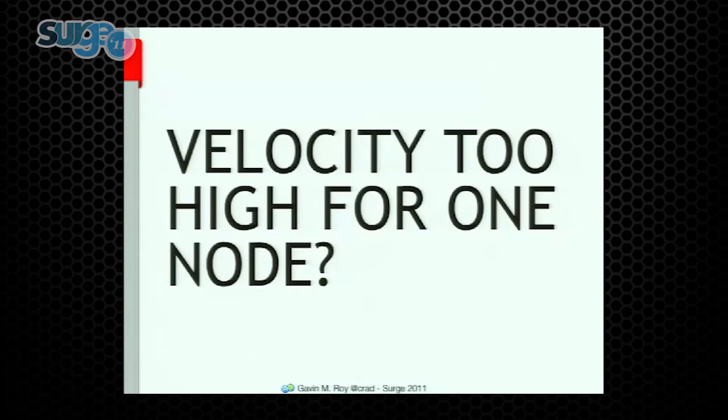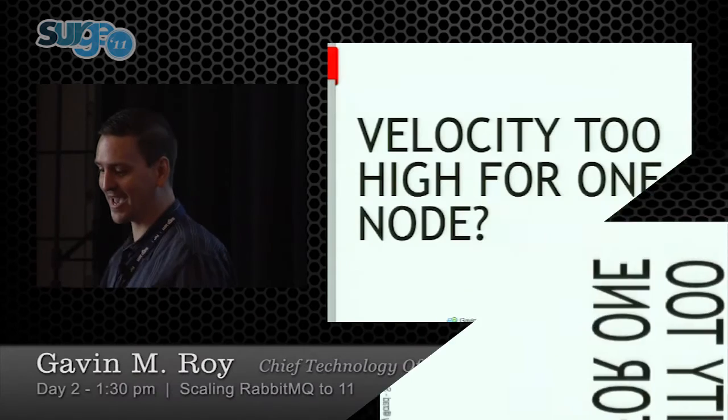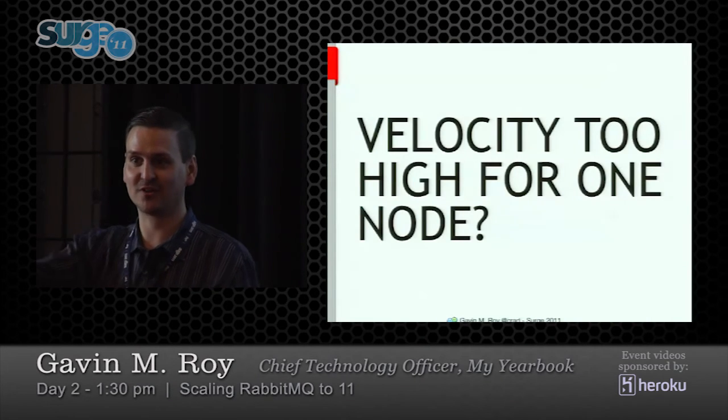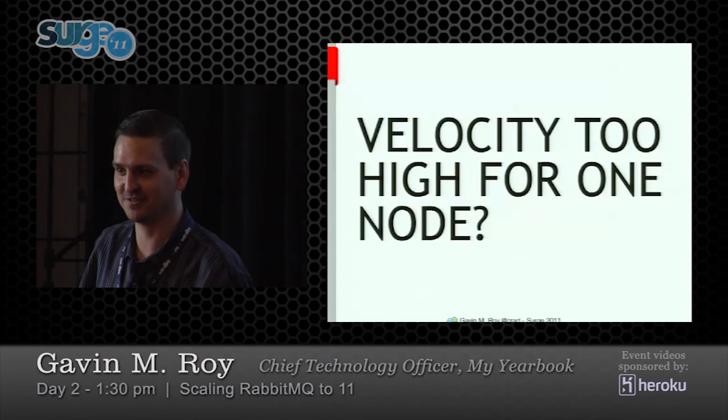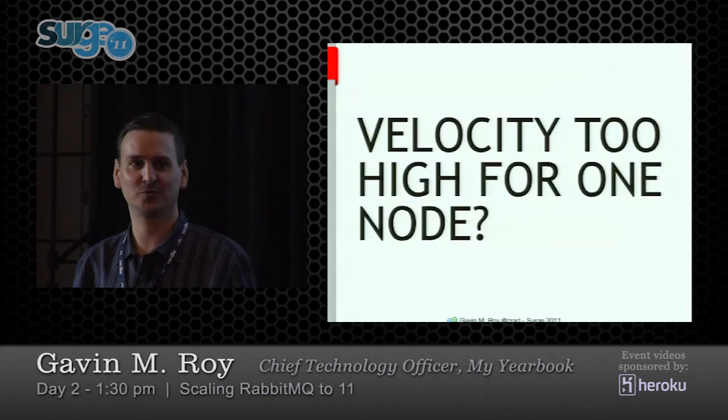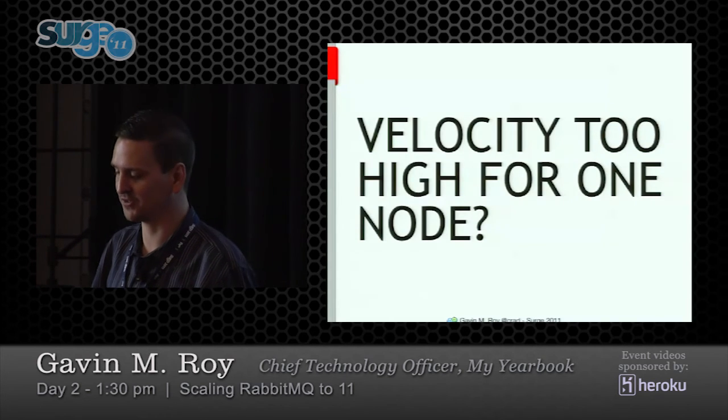So I'm going to jump ahead here. Velocity too high for one node. This was a gotcha, a disaster point I was going to talk about. We launched a really cool app, the app that basically maintains the browser to message bus connectivity. And it was going really well. We launched and the whole thing was running really well.